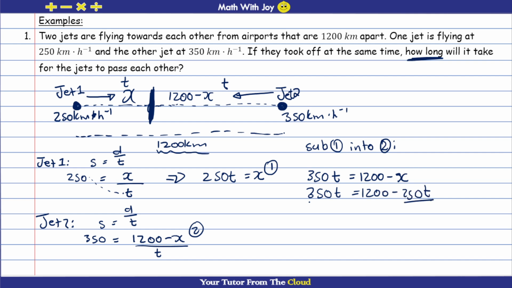Now we're going to take the t's over to the one side. So I'll take it to this side, and 350 minus 250 will be 100t equals 1,200. Divide by 100 on both sides. We know that t will be 12. And we look at the speed, it was in kilometers per hour. So this will be 12 hours as our final answer.